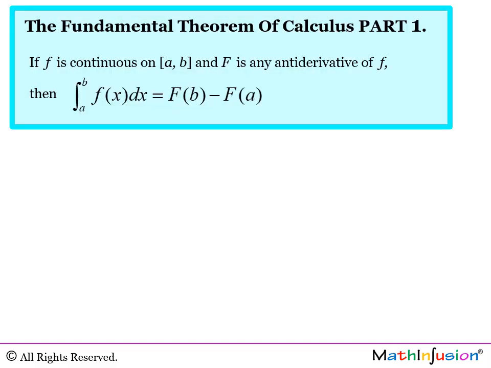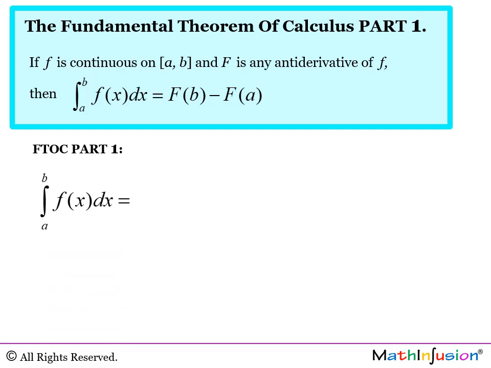And here is finally the theorem, and this is part 1. If f is continuous on the closed interval [a, b], and capital F is any antiderivative of f, then the integral of f(x) dx between a and b equals capital F at b minus capital F at a. Let's now see the two steps here.